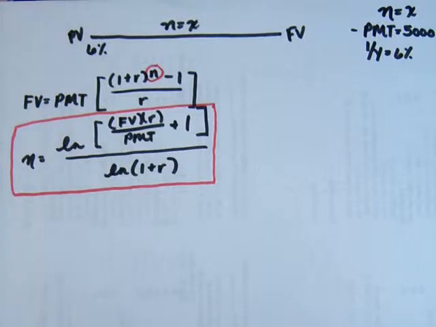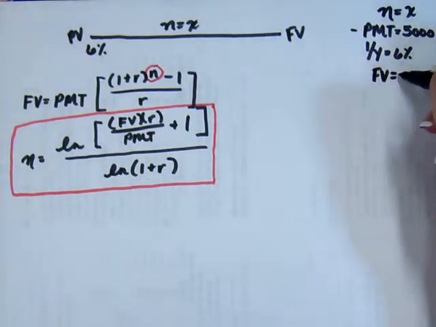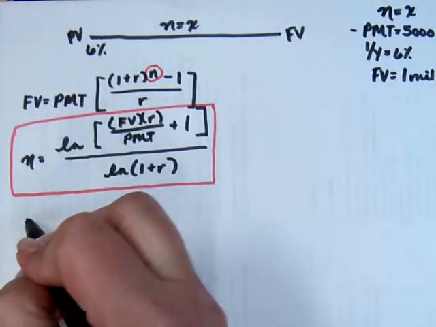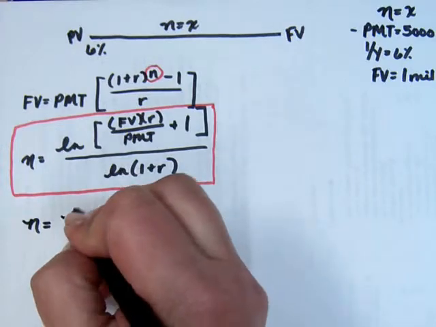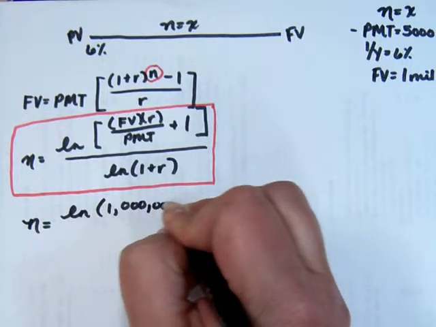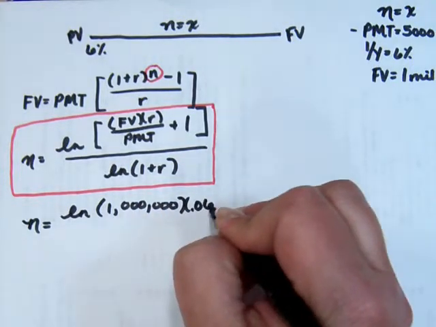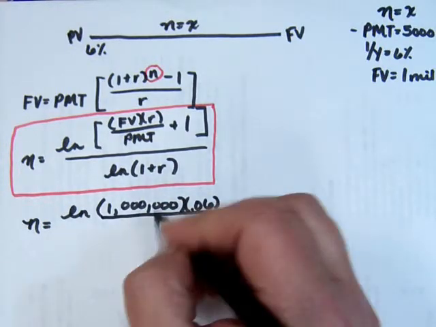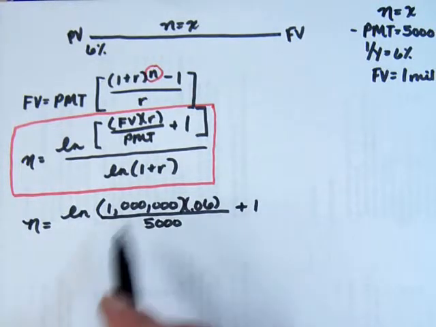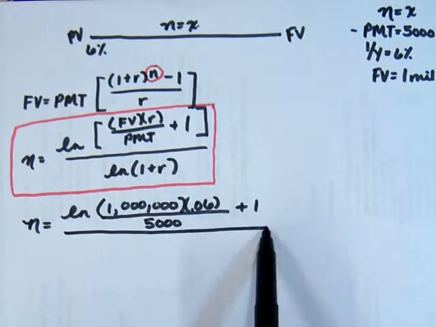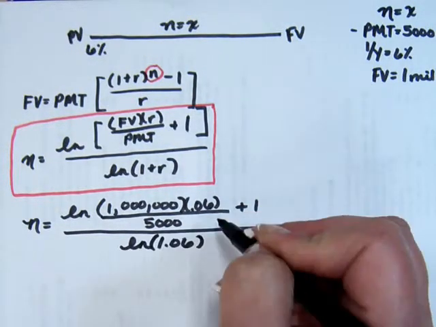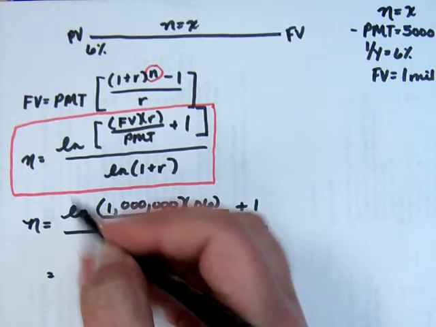So when we apply the information that we have in this formula, I need to put up here 1 million. What we end up with is N is equal to the natural log of (1 million times 0.06 divided by the payment, which is 5,000, plus 1), and then all of that is divided by the natural log of 1.06.